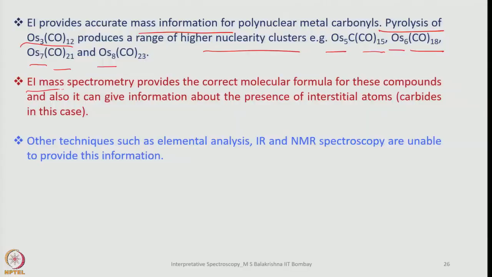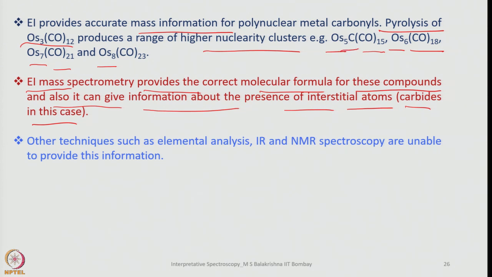And from the clusters, apart from the parent peak molecular ion, we can also see the loss of CO until it hits the naked metal ion. So EI mass spectrometry provides the correct molecular formula for these compounds, and it can also give information about the presence of interstitial atoms, carbides in this case. As I mentioned, on thermal pyrolysis, meaning heating at high temperature, carbon monoxide comes out, and in that process one or two carbon atoms can go to the interstitial and form carbides. In that case, the presence of carbon can also be identified using the mass spectrum.